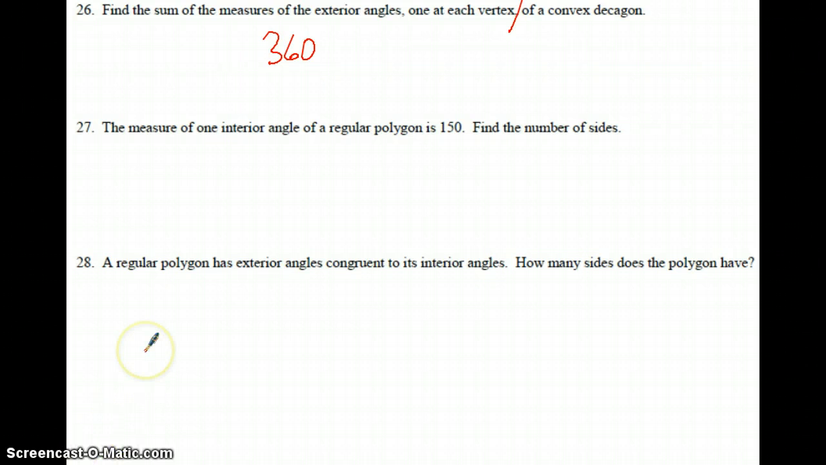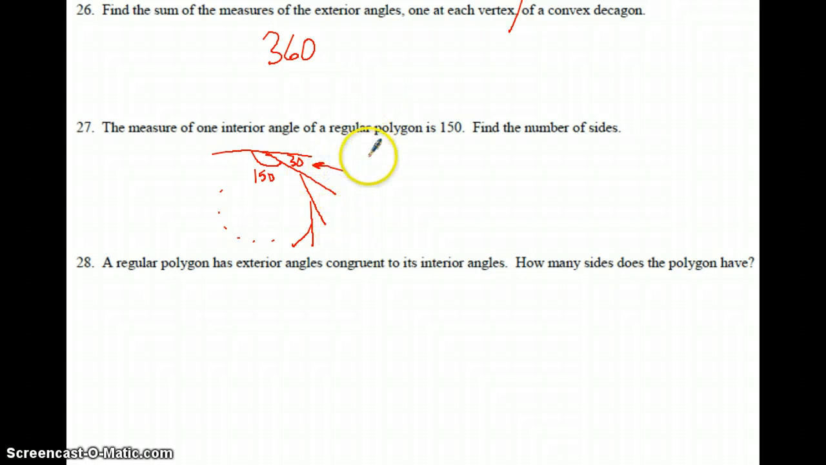Alright, the measure of one interior angle of a regular polygon is 150. Well, if it's regular, they're all the same. I'm going to do this thing again where I kind of draw part of it and then don't draw it all. It tells me this part's 150. So if that's 150, the exterior is 30. Again, I just like dealing with exteriors. You could do this with the interior formulas. It just takes a while.